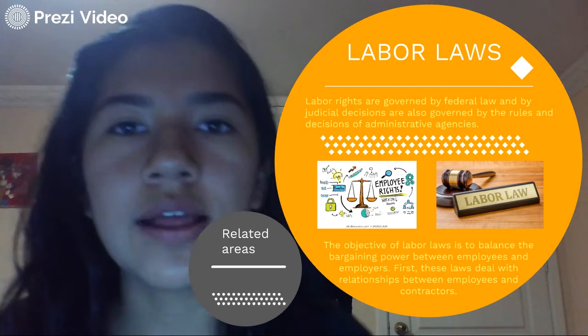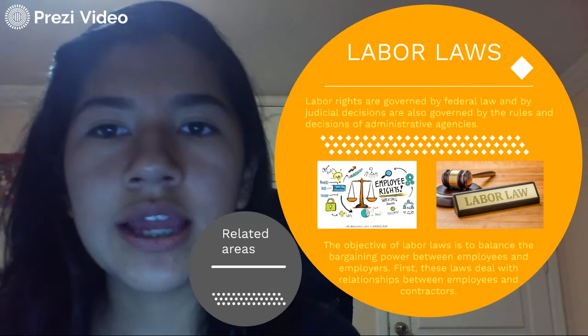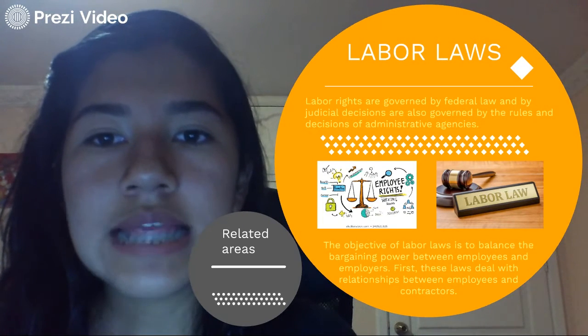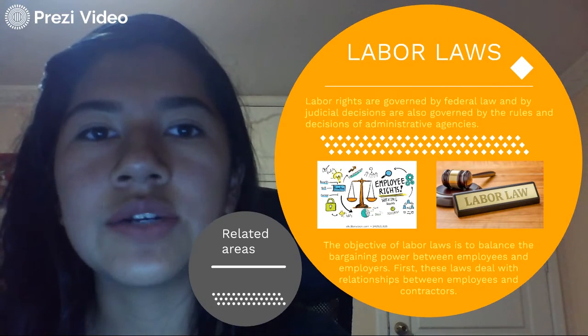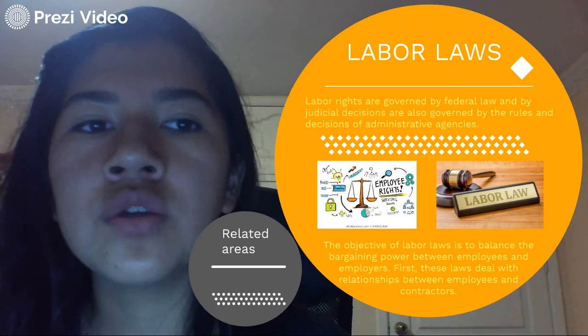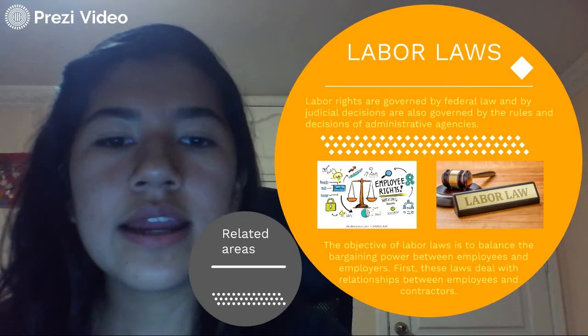First, what is labor law? The objective of labor law is to balance the bargaining power between employees and employers. These laws deal with relationships between employees and contractors. Now, some characteristics. Labor rights are governed by federal law and by judicial decisions, and are also governed by the rules of administrative agencies.